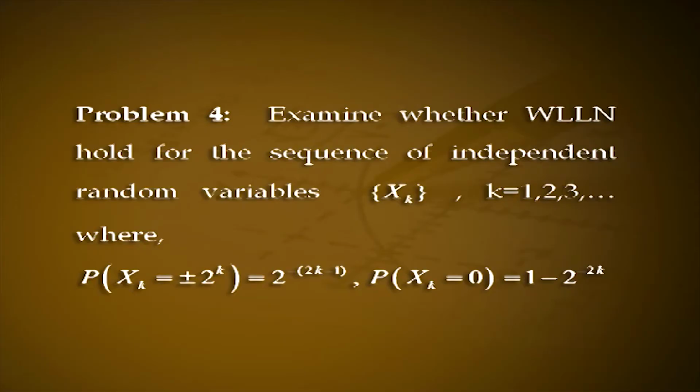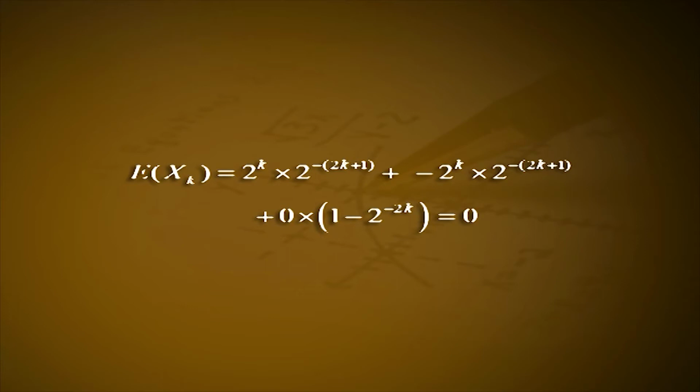Problem 4. Examine whether WLLN holds for the sequence of independent random variables Xk where k equal to 1, 2, etc., where probability of Xk equal to plus or minus 2 raised to k, that is equal to 2 raised to minus (2k plus 1), probability of Xk equal to 0, that is equal to 1 minus 2 raised to minus 2k. Solution. Here expectation of Xk equals 2 raised to k into 2 raised to minus (2k plus 1) plus (minus 2 raised to k) into 2 raised to minus (2k plus 1) plus 0 into (1 minus 2 raised to minus 2k), that is equal to 0.